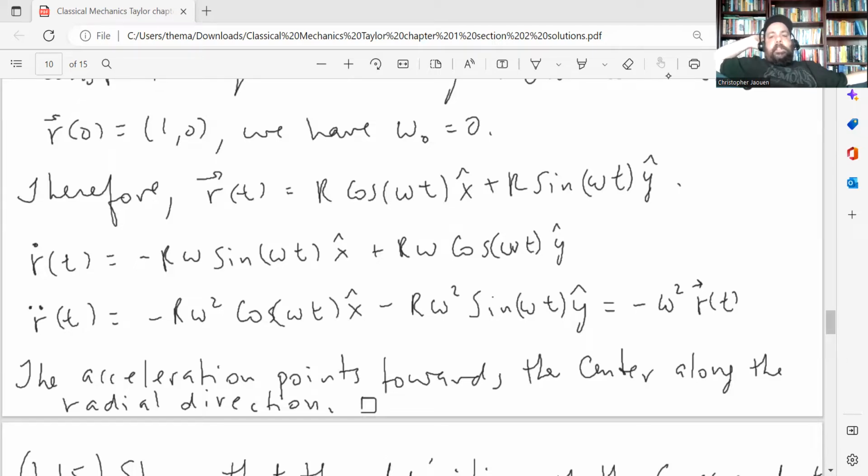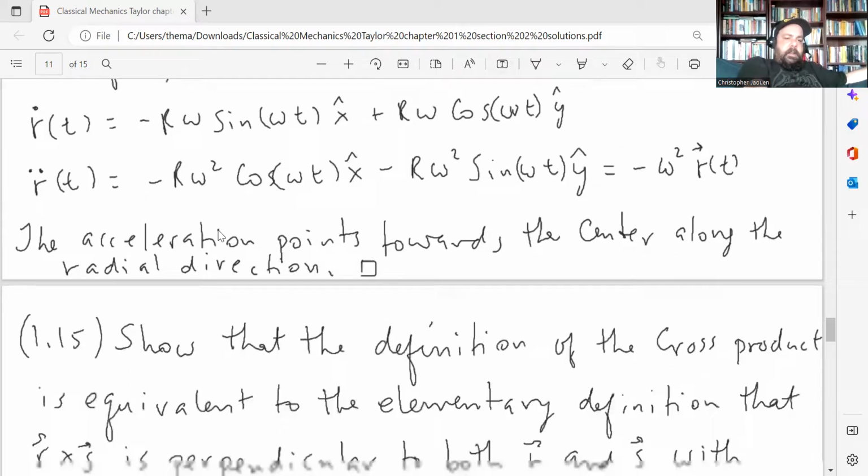And what that's telling us is what we should have expected, because we know hopefully something about uniform circular motion, and what that tells us is that the acceleration points radially towards the center of the circle. Right? So when satellites orbit the Earth, for example, it stays in its orbit, provided that it's going fast enough, because it's constantly falling towards the center, right? All right, so that's problem 110.